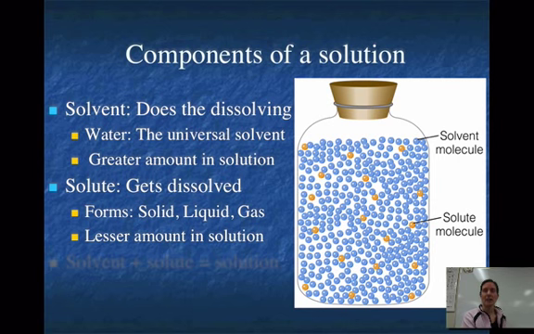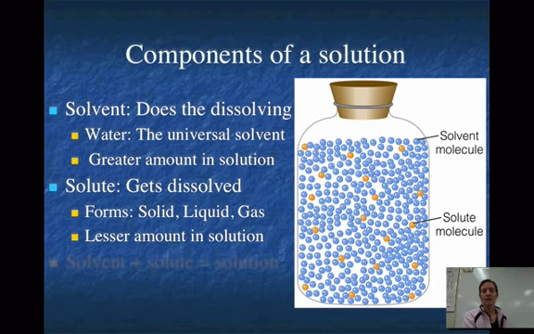One thing you can depend on as your solvent is the greater amount, though. Okay? The solvent will be a larger proportion of the total solution. If you look at the image on the right, those blue particles are the solvent molecules, which you have much more of than the golden particles. The golden particles are the solute, the things that get dissolved. They can be solids, liquids, or gases. You always have a less amount of them.